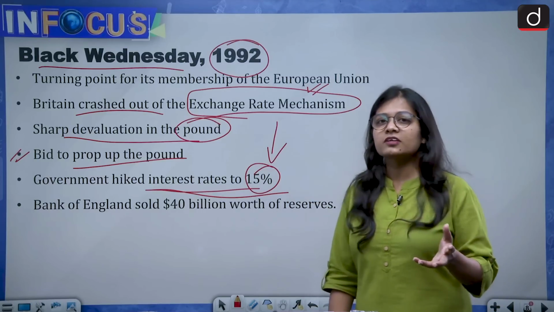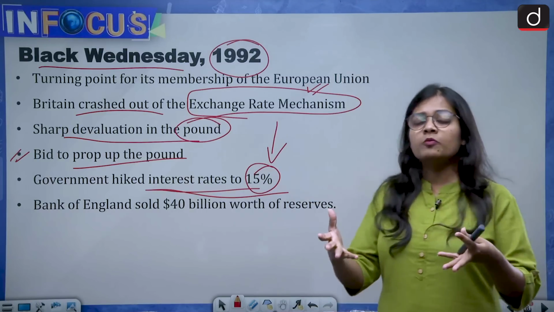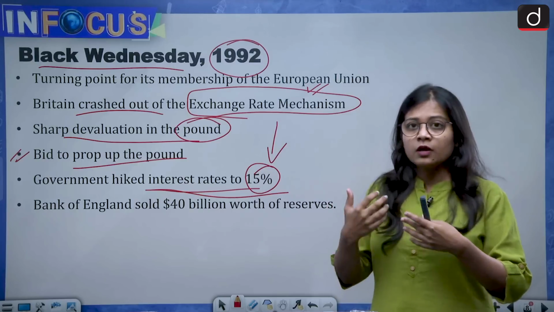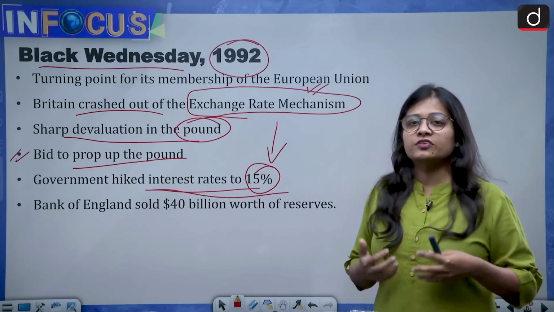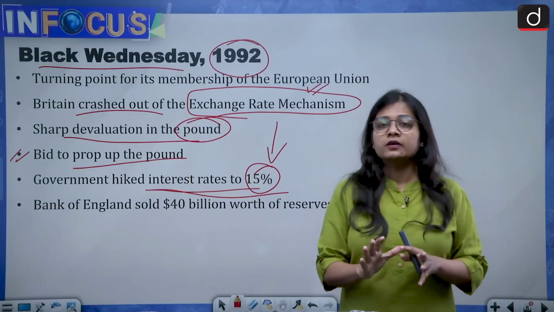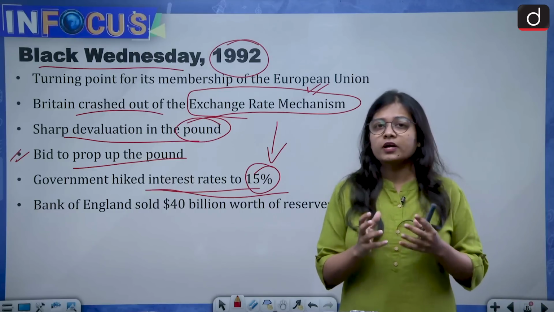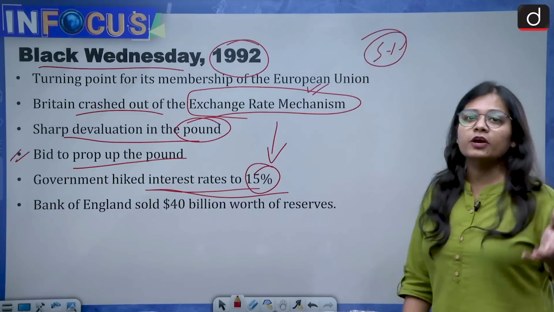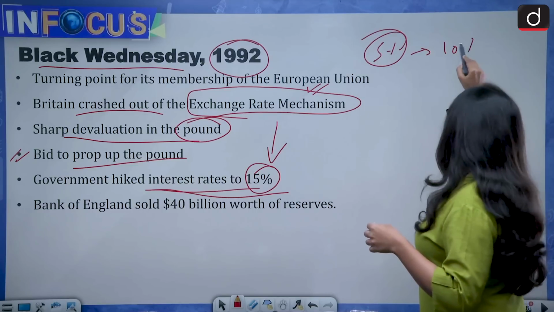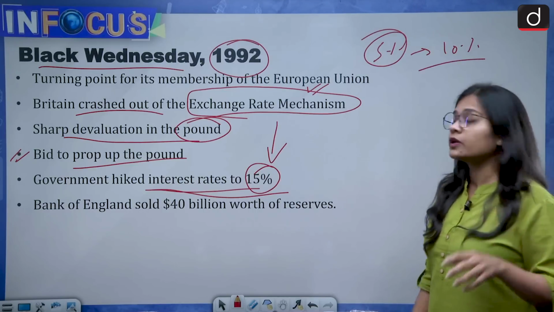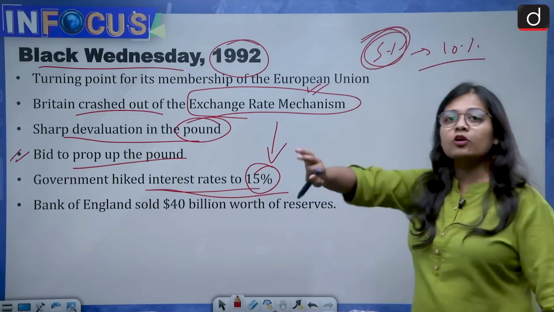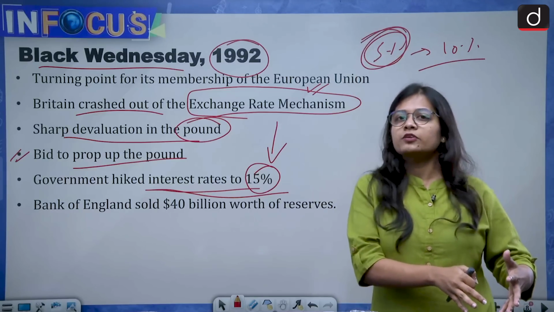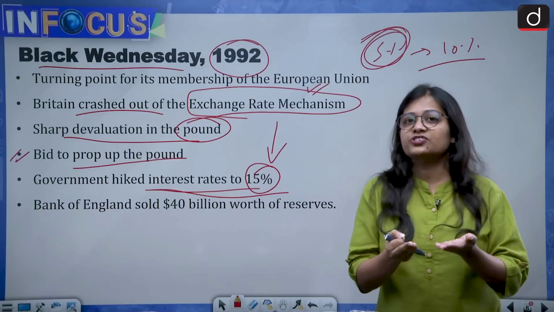Why does the government of a country increase the interest rate when it wants to protect its currency from devaluation? See, when the government increases the interest rate, for example, the present rate is 5% and they increase it to 10%, what will happen? When it is 5%, the people of that country will move out to invest their money somewhere else to get a better interest rate.